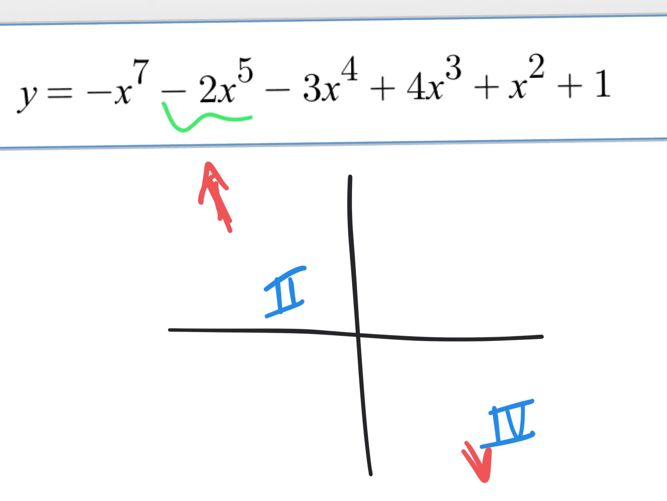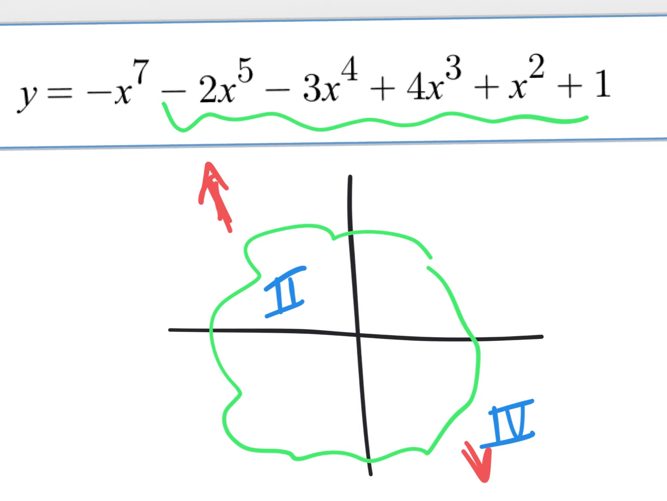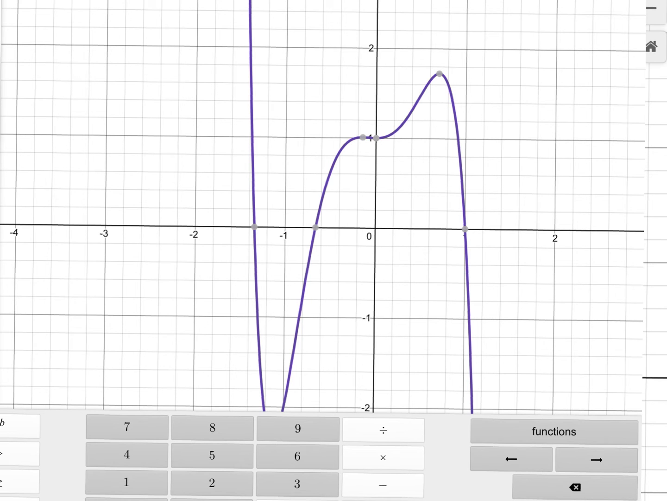Now, all of this other stuff right here is just going to mean that some other stuff happens in between this end behavior and that end behavior. So it might go down, up, down, like who knows, right? I mean, I do know, it's right there. And yeah, like we said, end behavior in quadrant 2 and quadrant 4, but other things happen in the middle.